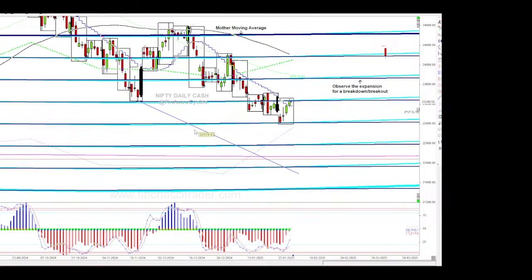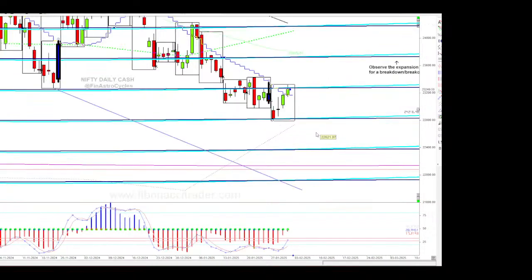So guys, be careful. Don't go by this key. This is a final top, final bottom. But what I do as a trader or as a financial astrologer, I will watch my charts very closely, and I'll try and get a hint with the technical indicators.